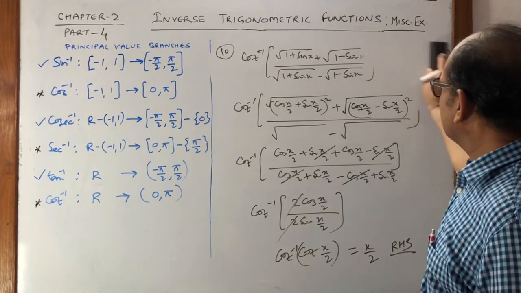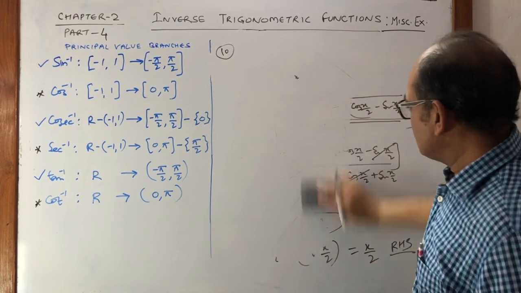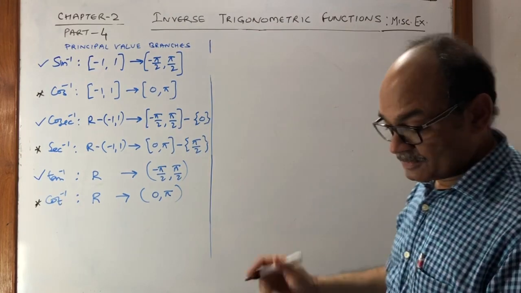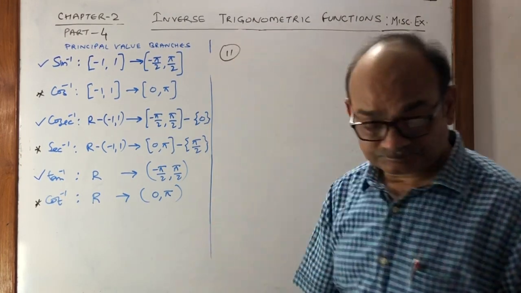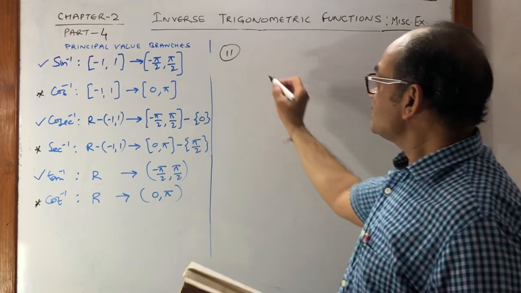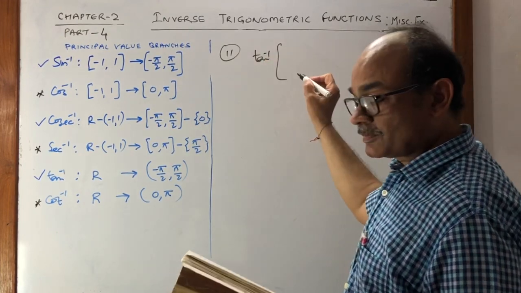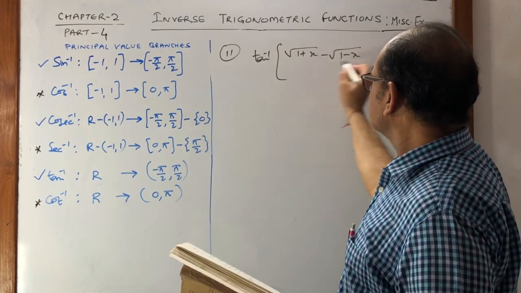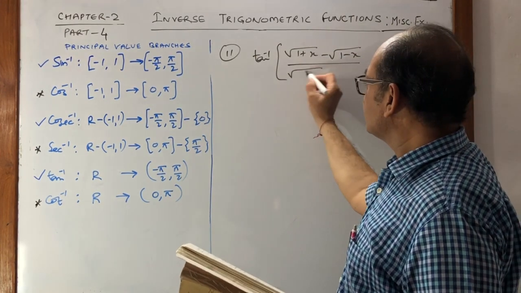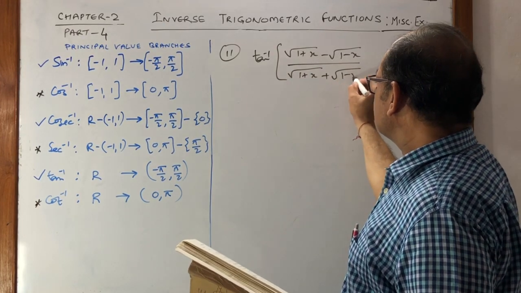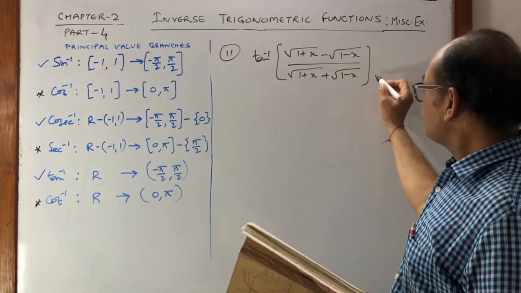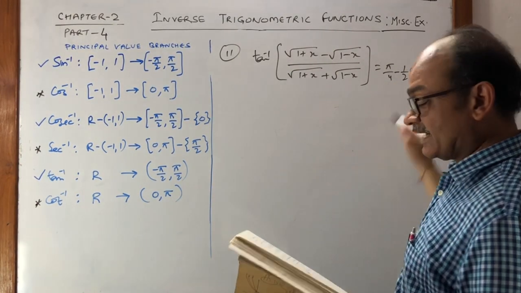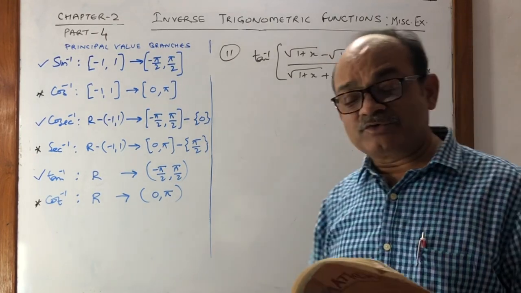One more question, a similar one, of the same importance, question number 11, with equal weightage in the CBSE exams. Sum number 11: tan inverse of root 1 plus x minus root 1 minus x, divided by root 1 plus x plus root 1 minus x. You have to prove it equals pi by 4 minus half cos inverse x, and the limit is given as minus 1 by root 2 to 1.